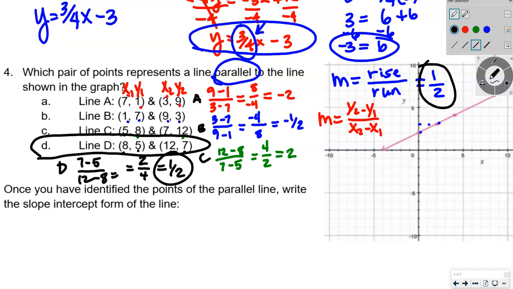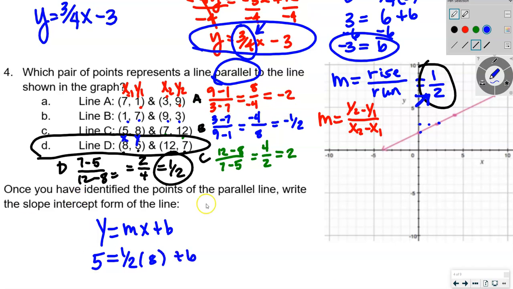Okay, now it says once you've identified the points of the parallel line, write the slope-intercept form of the line. So what we want here is we're going to use the equation y equals mx plus b again. Now we're going to sub in y, m, and x. So this is going to be my x, and this is going to be my y, and you could use 12/7 as well. It doesn't really matter. So we're going to plug in the 5, and we're going to plug in our m, which is right here. Remember, this is our m, 1/2 over there. So 1/2, and then we're putting in our x, which is 8. What's half of 8, y'all? Yes, it's 4.